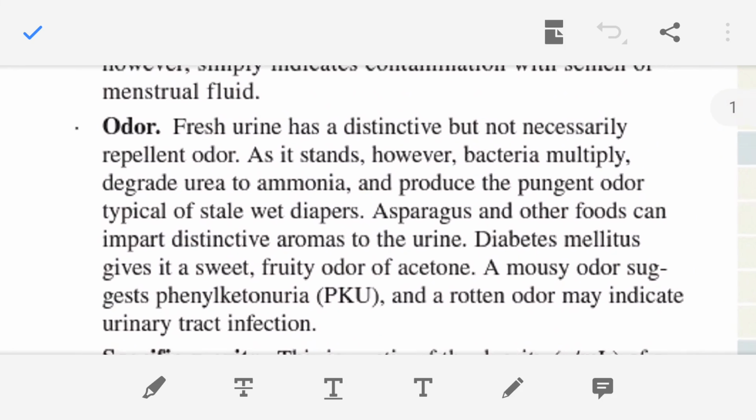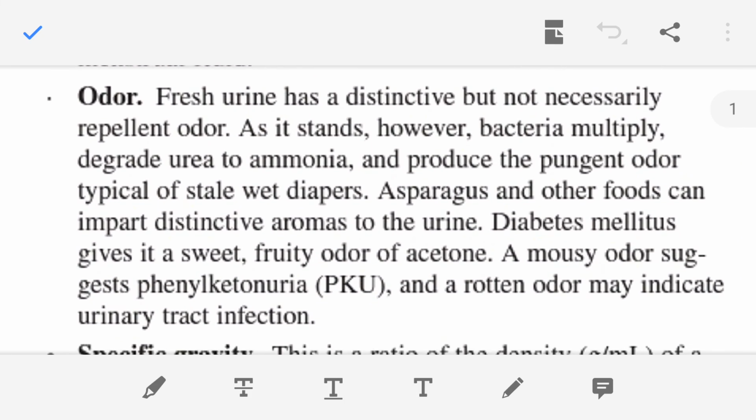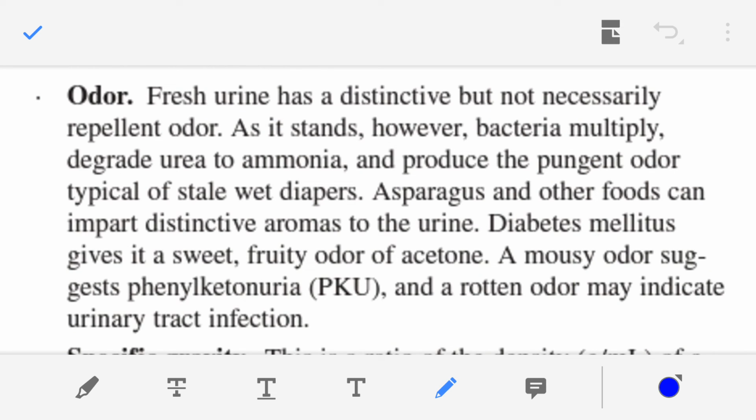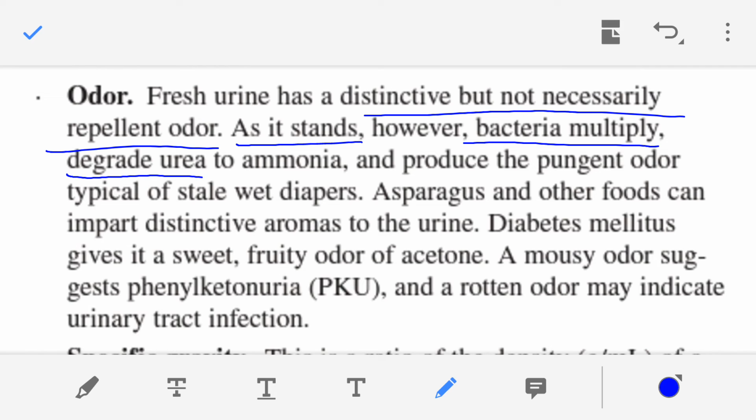Now we are discussing the odor of urine. Fresh urine has a distinctive but not necessarily repellent odor. Generally urine is odorless, but if the urine stands, that means if urine is accumulated for a longer period of time at one place, in this condition bacteria are going to multiply. The number of bacteria is going to increase in this stagnant urine. And these bacteria are going to degrade urea, and urea is converted into ammonia. And when the ammonia is produced, there will be a pungent odor.